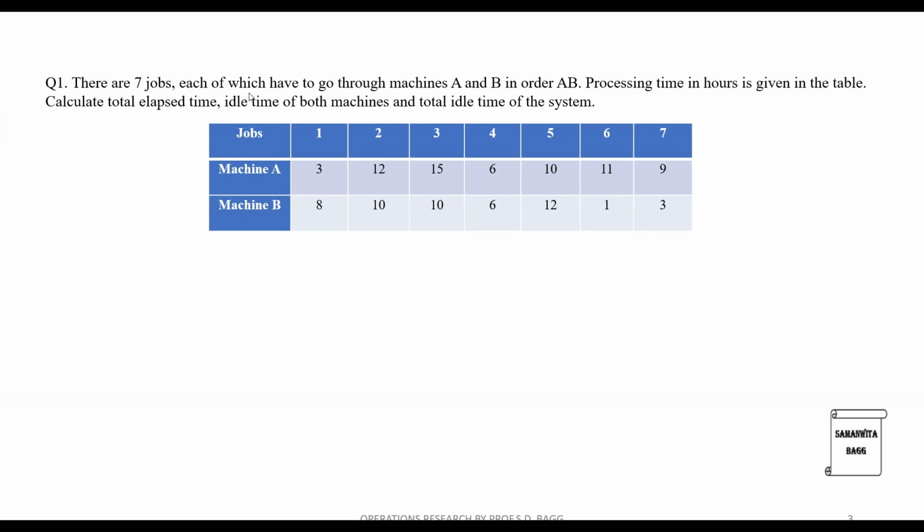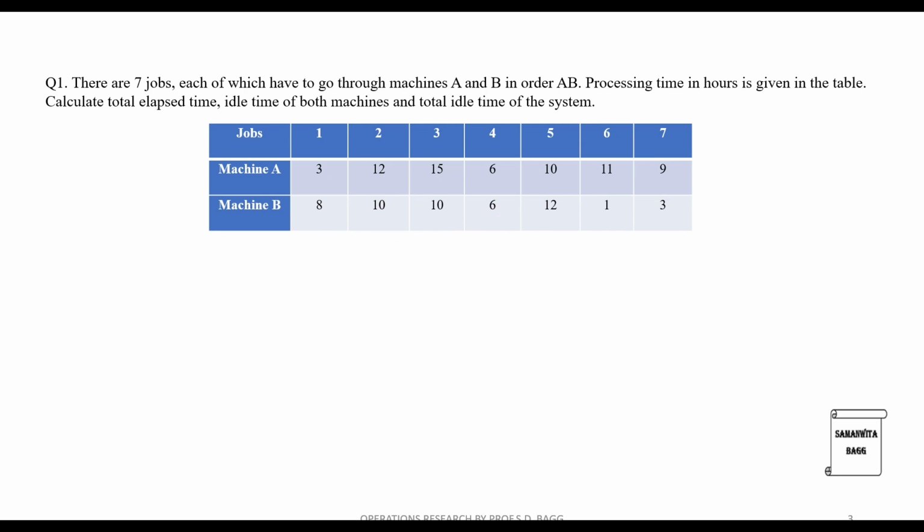There are 7 jobs, each of which has to go through the machines A and B in the order AB, which means you will first process the product in machine A and then it will go to machine B. Processing time in hours is given in the table. Calculate total elapsed time, idle time of both machines and total idle time of the system. So here you can see there are 7 jobs. Machines A and B have the following processing times given.